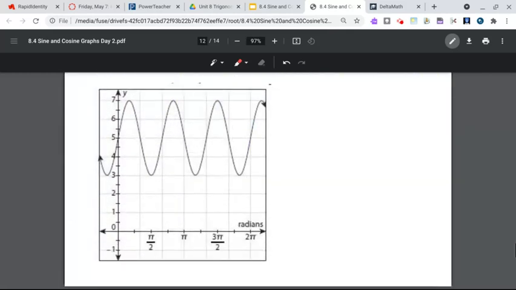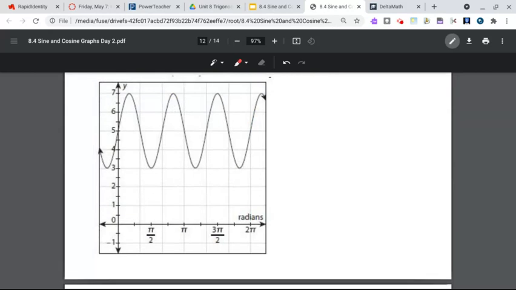Okay, next example. I see it reaches as high as 7 and as low as 3. 7 minus 3 is 4. 4 divided by 2 is 2. So our midline is going to be 2 up from the minimum or 2 down from the maximum, which would make us here.